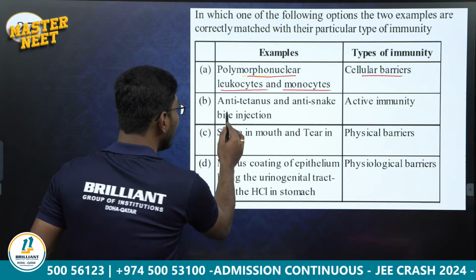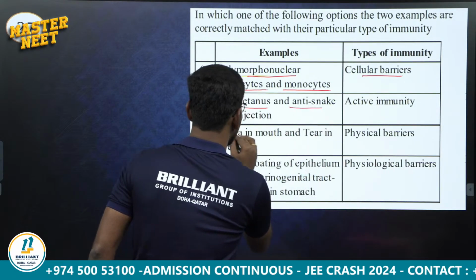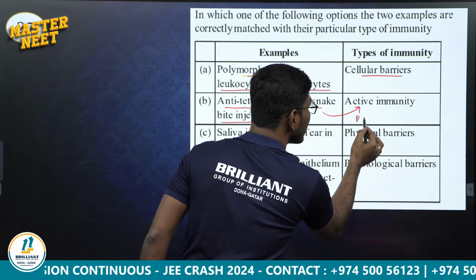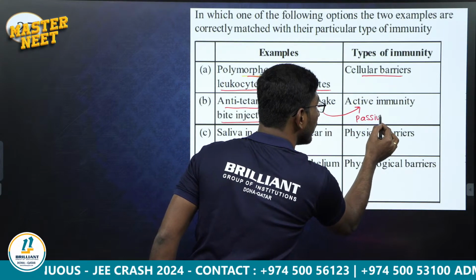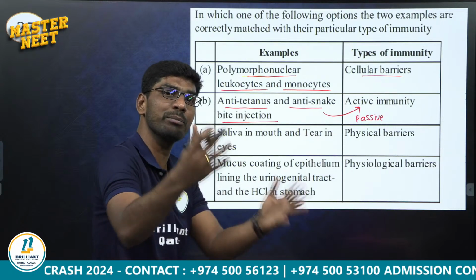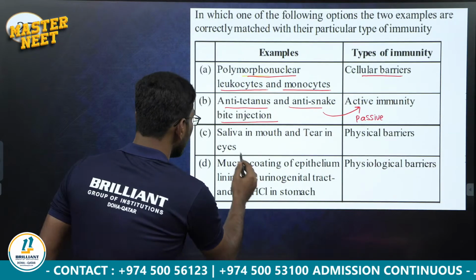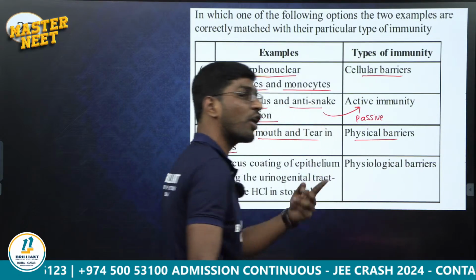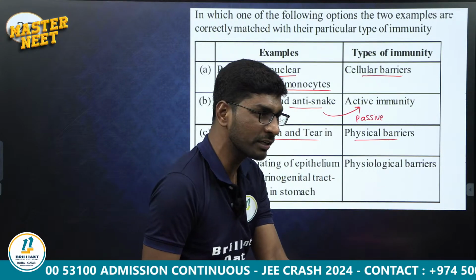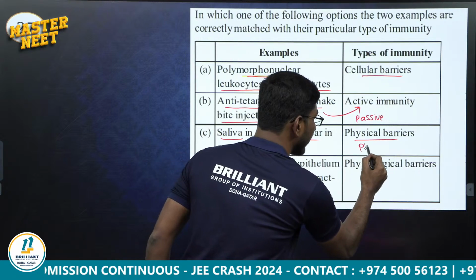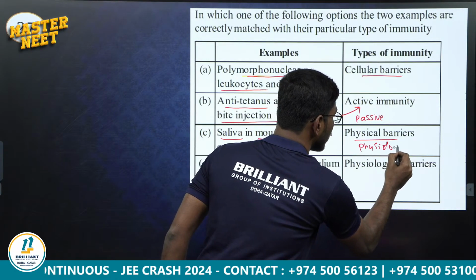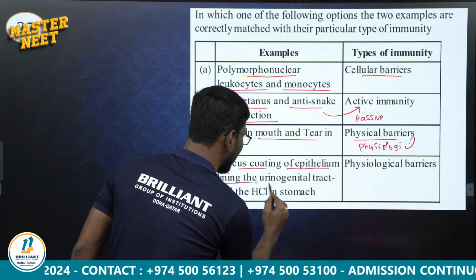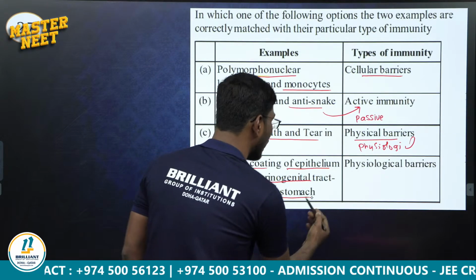Now, anti-tetanus and anti-snake bite injection is active immunity. I told you this is passive. Why is it passive? Because we will introduce direct ready-made antibodies. Right? Next, saliva, mouth and tears are physiological, not physical, physiological. Am I correct? Very good. Done. Last one is mucus coating of epithelium lining of urinogenital tract and also HCl.